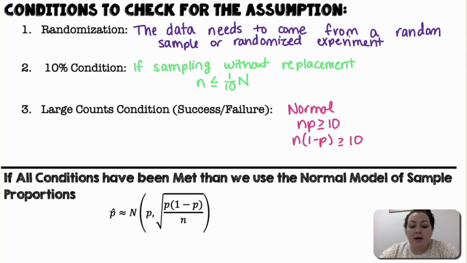If all conditions have been met, then we use a normal model of sample proportions. So our normal model would have a mean p and a standard deviation square root of p times 1 minus p over n.